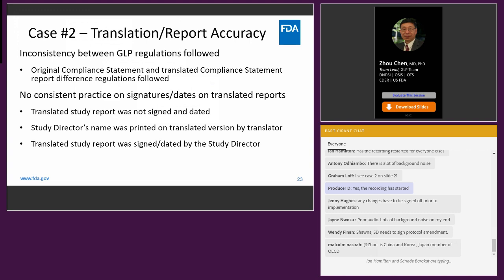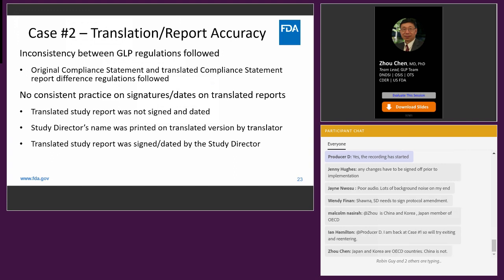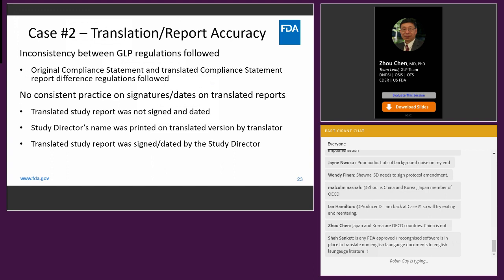We also noted inconsistency in study director's signature and dates in translated study reports. We have seen translated study reports that are not scanned and dated. We have seen translated study reports with the study director's name printed on the translated version. And we have also seen translated study reports that the study director signed and dated with different dates, either original study finalization date or report translation date.